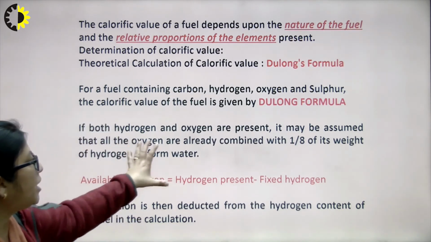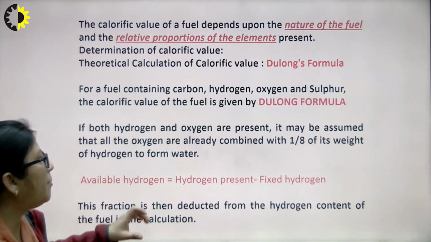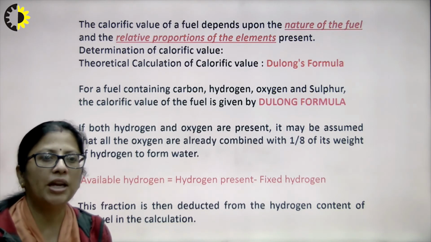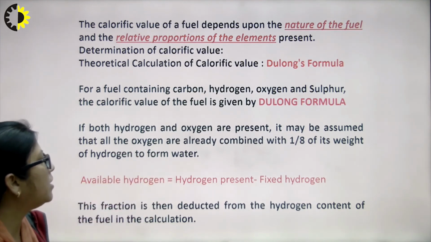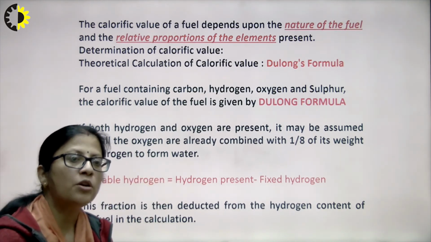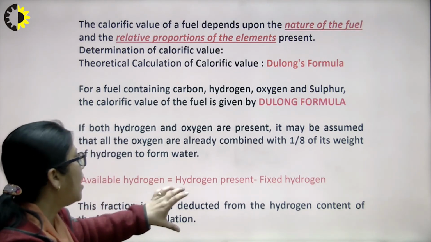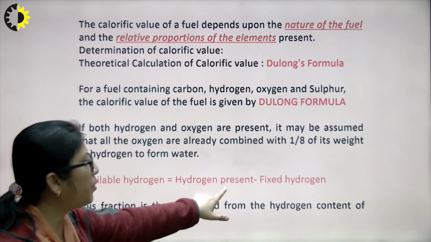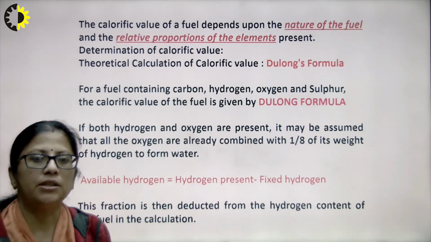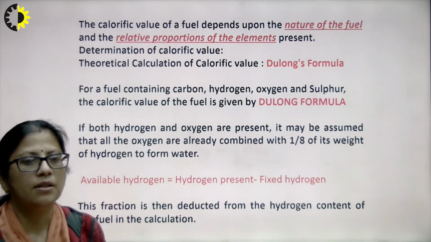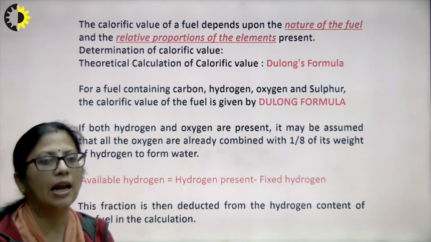If both hydrogen and oxygen are present, it is assumed that all the oxygen is already combined with 1/8 of its weight of hydrogen to form water. That means the oxygen combines with hydrogen to form water. So, the hydrogen which is available for combustion is the total hydrogen present in the fuel minus the fixed hydrogen which has combined with the oxygen. That hydrogen is the fixed hydrogen. Therefore, this fraction is deducted from the hydrogen content of the fuel in the calculation.